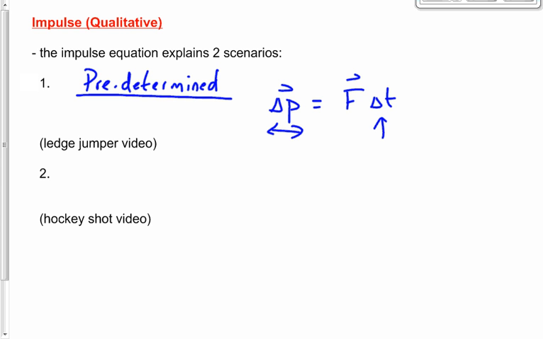When you increase the stopping time, that does what to the force? Decreases the force. Okay, and that's really what we're looking at there, right? Decreasing the force. We don't really care what the impulse is.